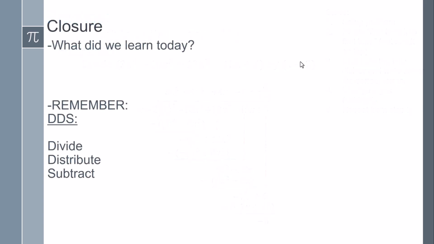So what did we learn today? We talked about polynomial division, and we used long division to be able to divide our polynomial. Now, the pattern to remember is divide, distribute, subtract. This does conclude our lesson.